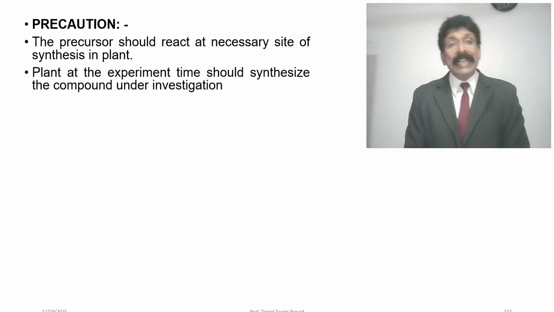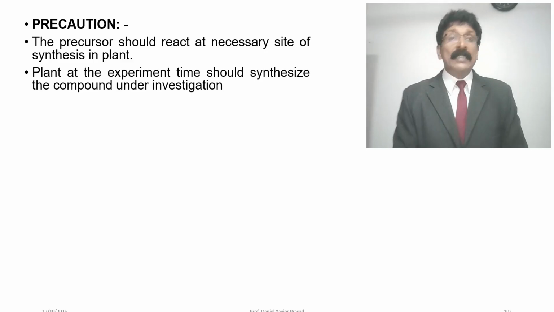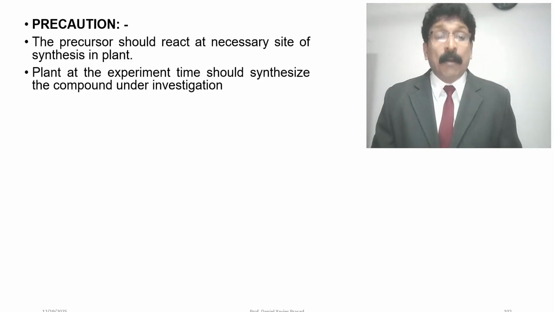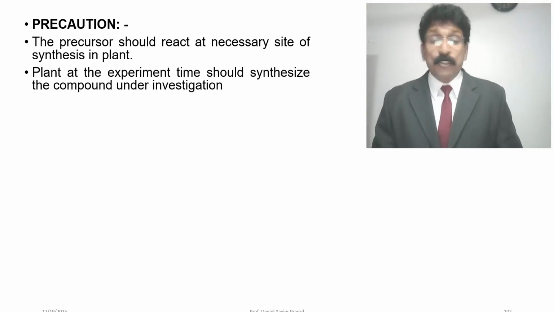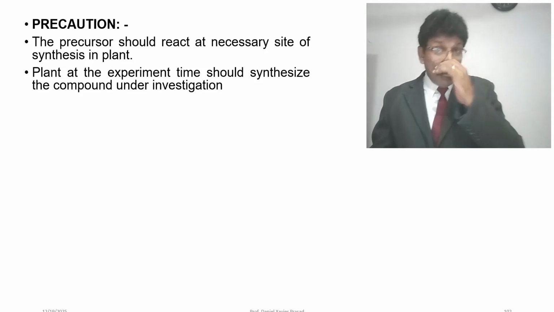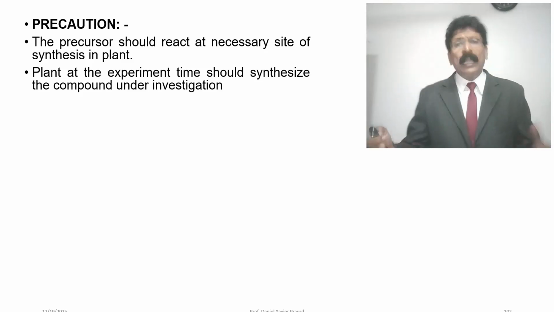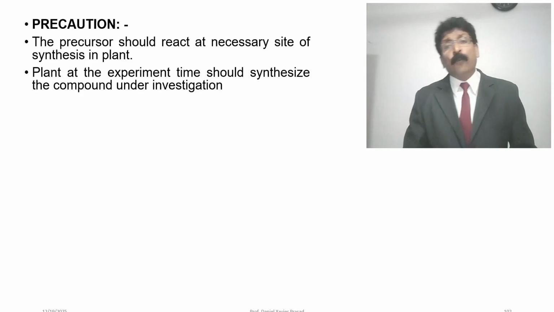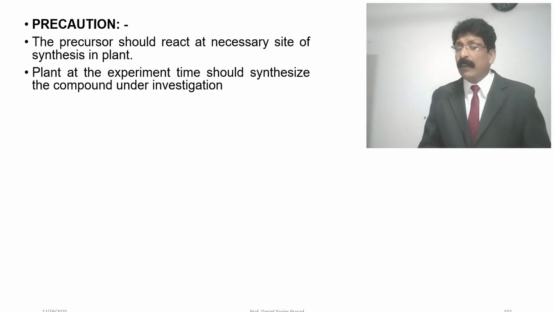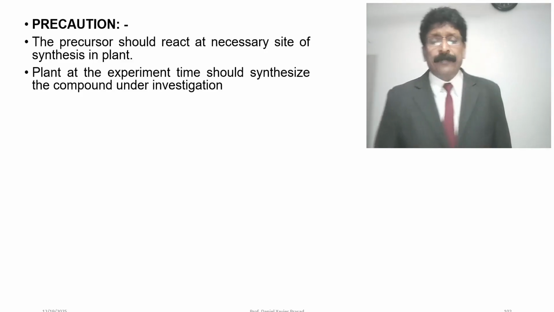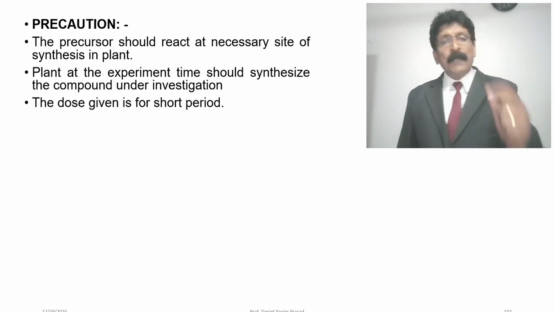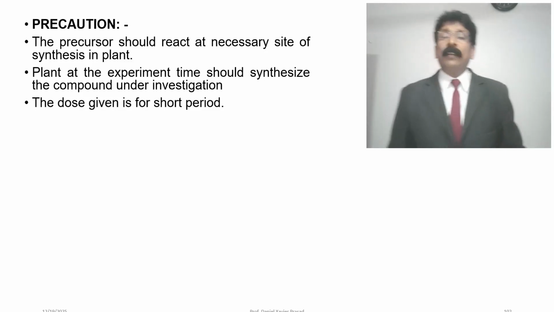The plant at the experiment time should synthesize the compound under investigation. When you are doing the experiment, the plant should have the ability to synthesize the compound under investigation. Sometimes an infant plant will not synthesize the secondary metabolite. It needs a developed plant, or a developing stage of the fruit or flower. So you should know the time at which the particular secondary metabolite you are going to study is produced. The very important point: the plant at the experiment time should synthesize the compound under investigation.